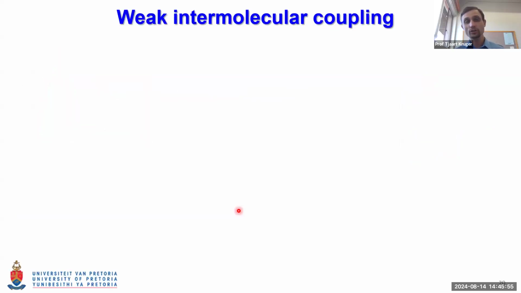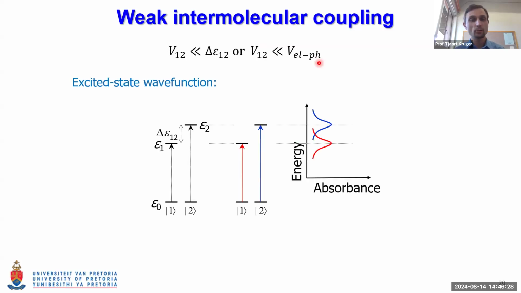Okay, let's now move on to the last topic for this lecture, and that is when we consider weak intermolecular coupling. And that is the case when our interaction potential is either much smaller than the energy difference between the two excited states, or our two excitonic states, or the interaction potential is much smaller than the electron-phonon coupling. So in other words, how strongly the excited state is coupled to vibrational modes of the molecules or in the environment. Okay, so we have an excited state wave function, which is given by this expression.